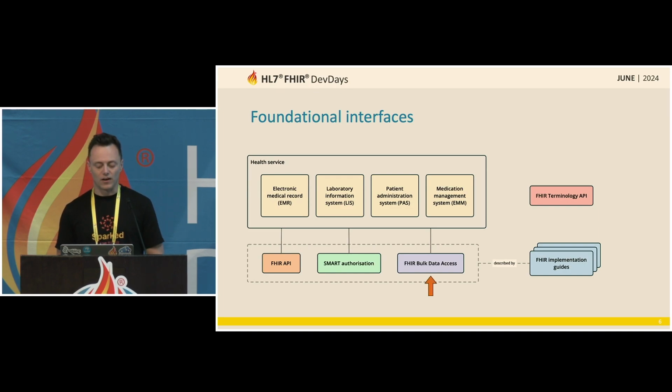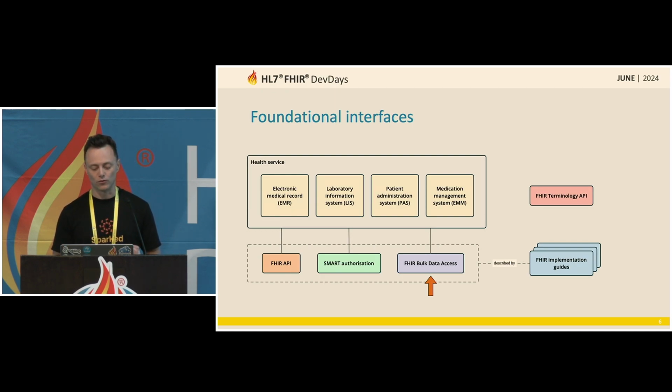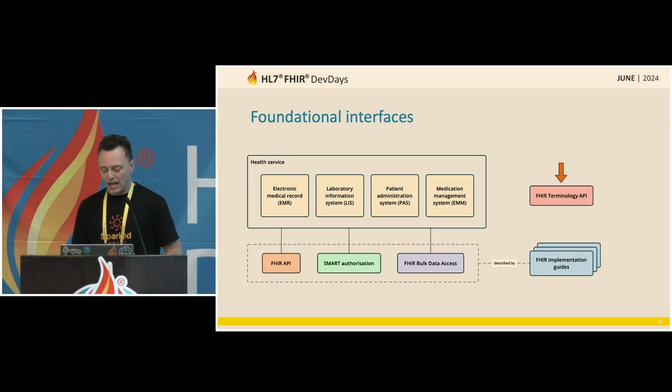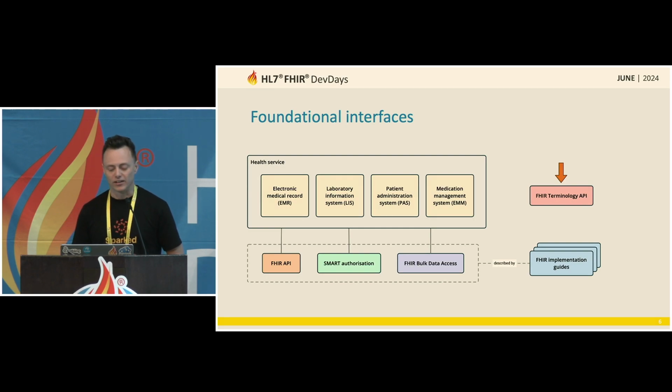The third is the FHIR Bulk Access endpoint. This interface can provide large amounts of FHIR data back in bulk format. Finally, a FHIR Terminology API can be provided to enable queries about the terminologies that are used within FHIR data produced by the health service. This can be important for the interpretation of codes within analytics and machine learning.